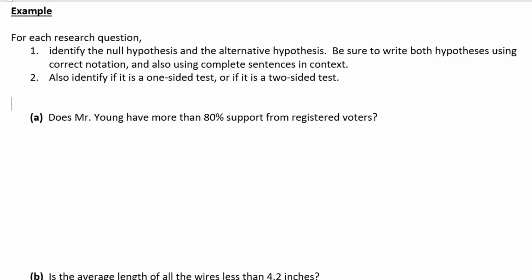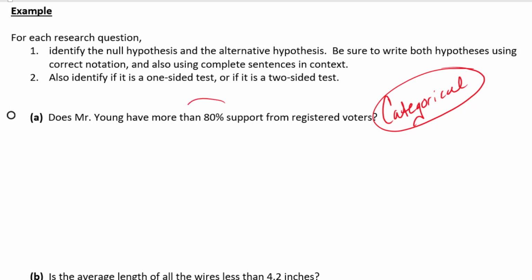So part A, the research question is, does Mr. Young have more than 80% support from registered voters? First of all, notice this is a categorical set of data. We would go out to a set of voters and we would ask them, do you support Mr. Young or not support Mr. Young? So they would fall into one of those two categories. We'd then have a big list saying yes, support, or no, not support, and we would calculate the sample statistic, the percentage of our sample which supported Mr. Young. This 80% here is our questioned value for the population parameter pi.